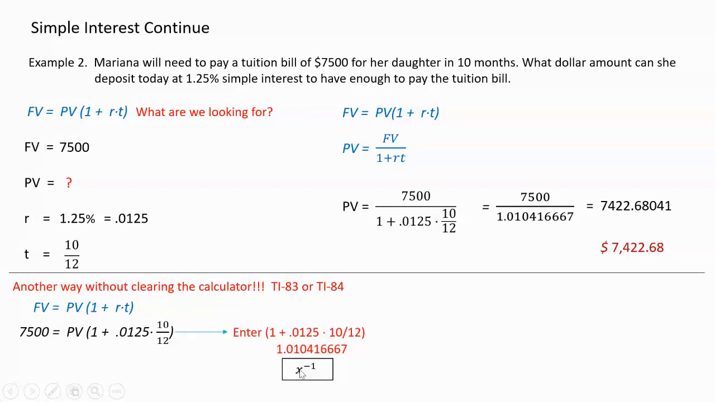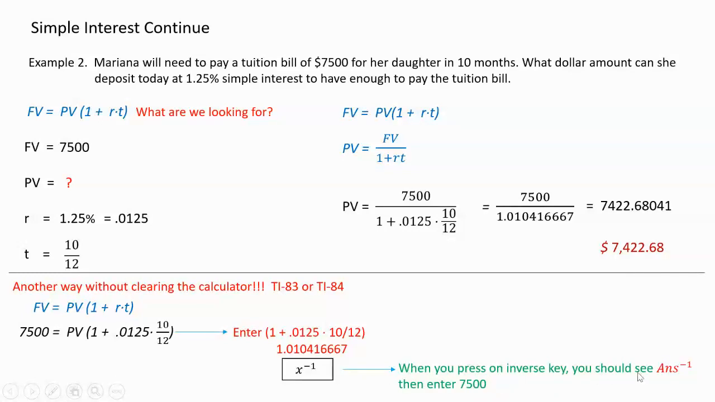Then I'm going to hit the inverse key. This inverse key is a key in your calculator which multiplies by the inverse. For example, here we have PV, right? We have 1.014167 PV. So we're dividing by 1.010416667 on both sides. But this key will do it for you. So you're going to hit this key.